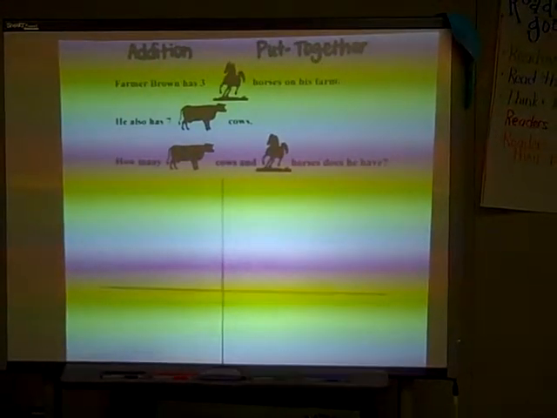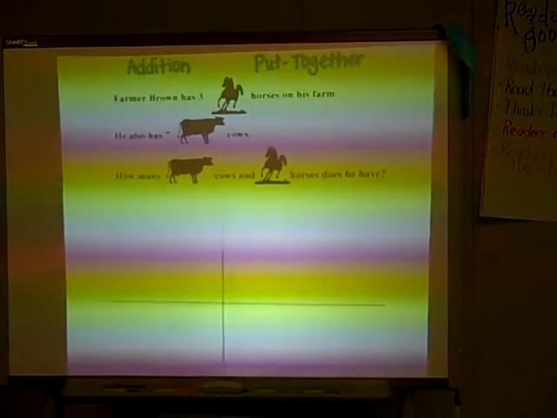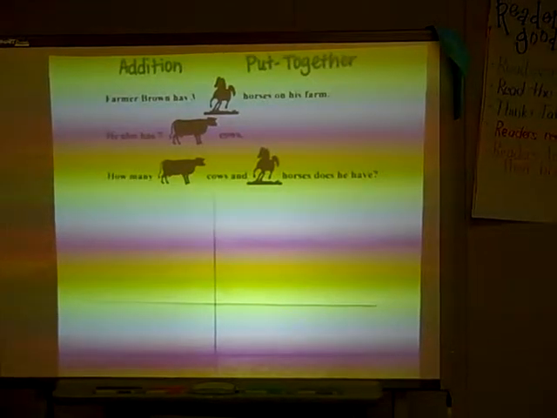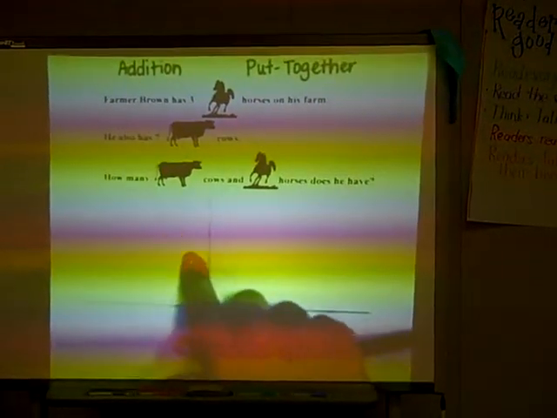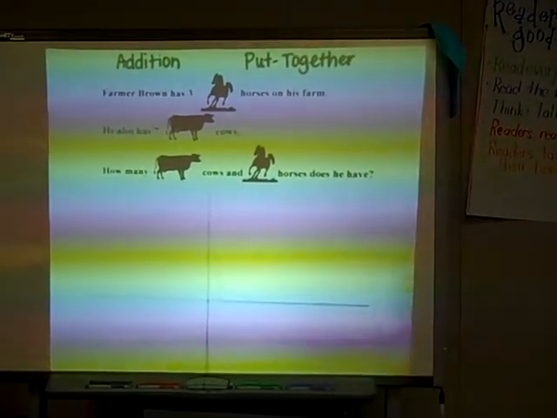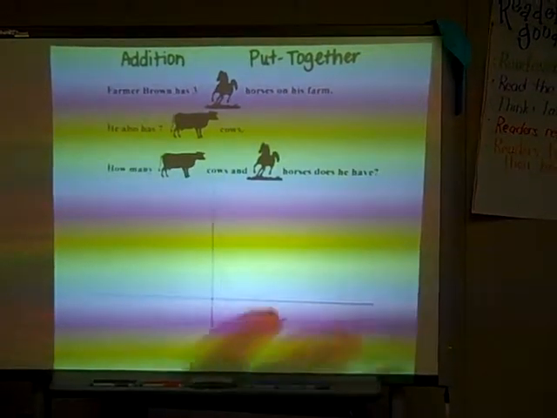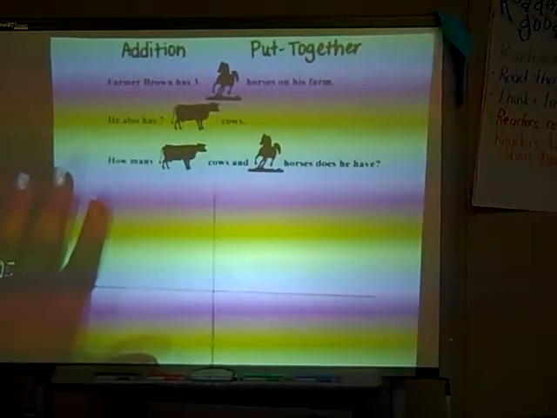Okay, I'm going to go ahead and show you the expectations for the students when we are doing a put together window pane, and put together is the action and addition is the operation. So the first thing we look at is this is considered a story. So when the students see a story, that tells them that this is a window pane, that we're going to use the 4-step process to solve it.